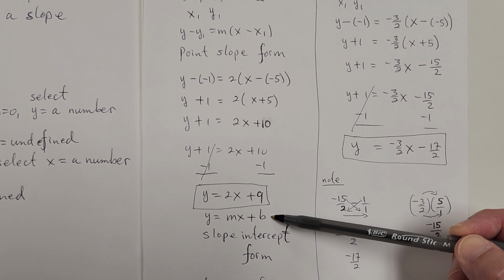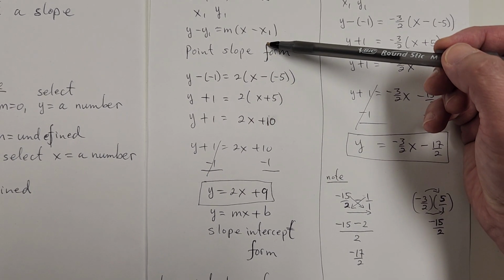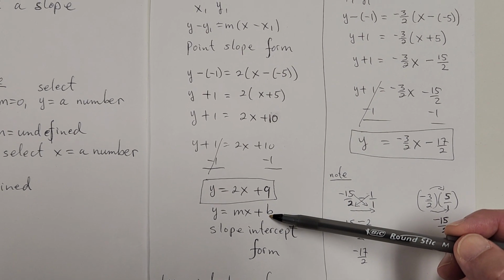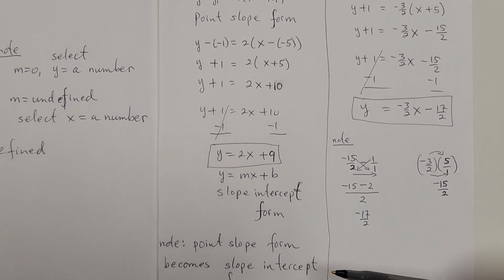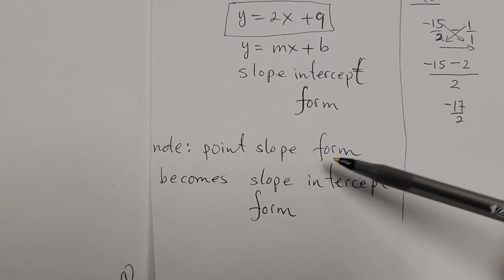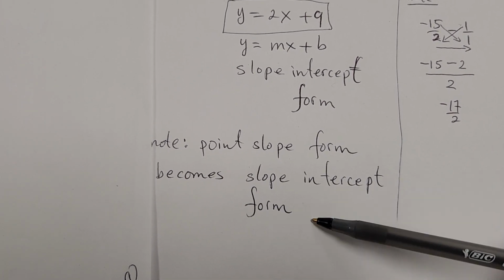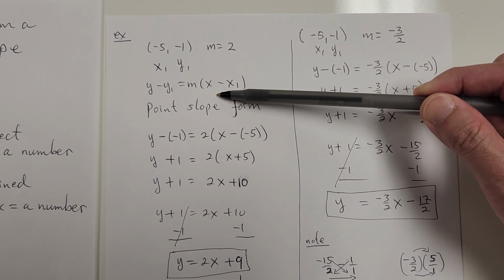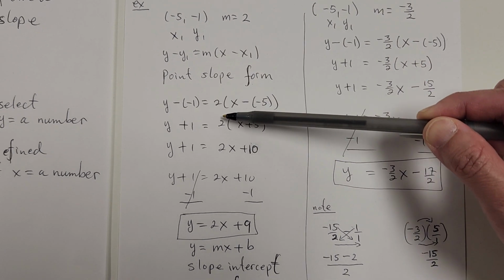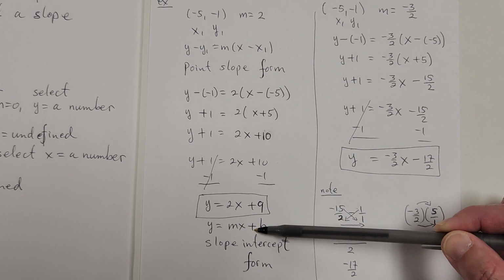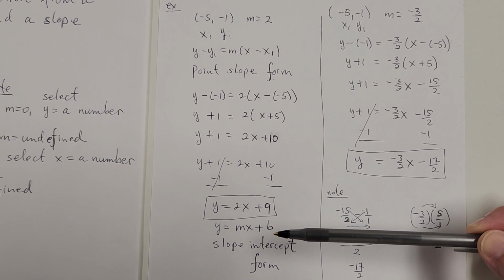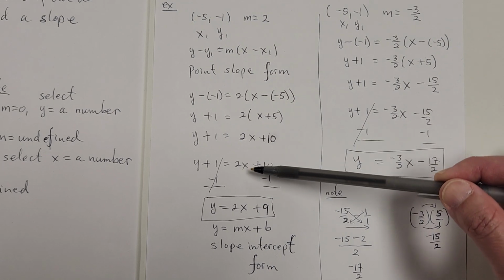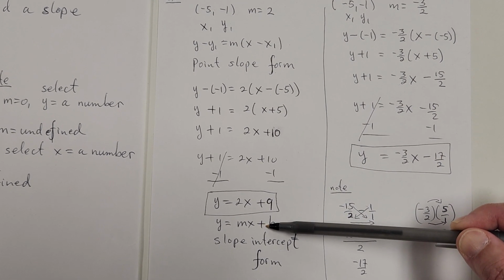Which is the y = mx + b. One more time, point-slope form will become slope-intercept form. Okay, which I wrote down here. Note, point-slope form becomes slope-intercept form. So one more time, when you use point-slope form in the beginning, do your algebra and it will become slope-intercept form.